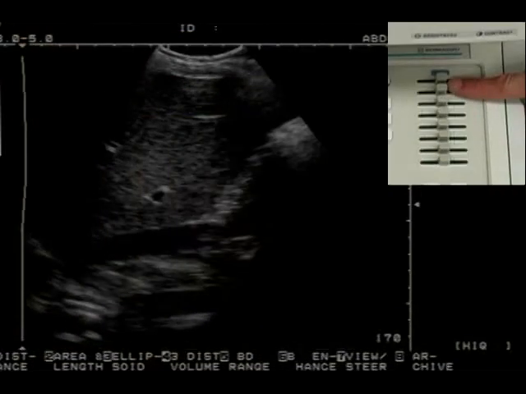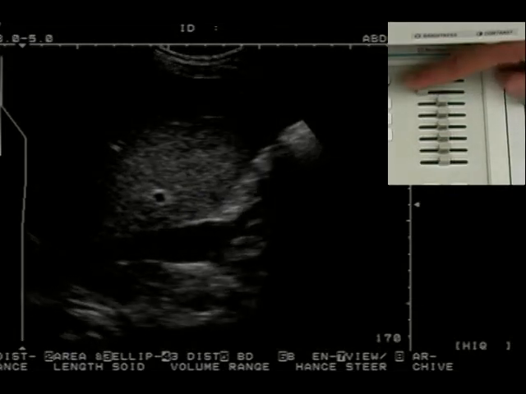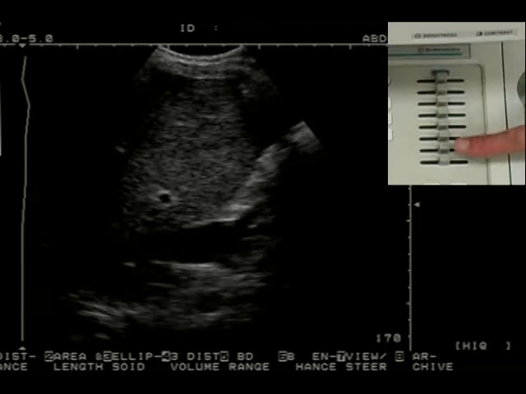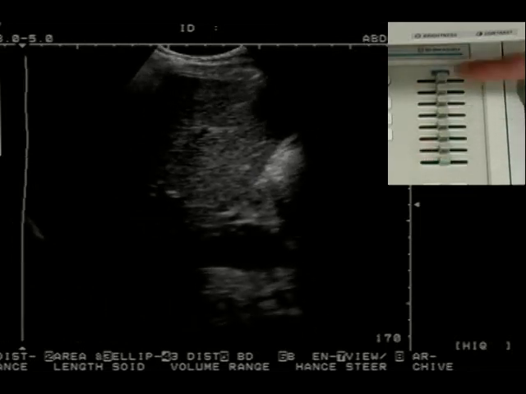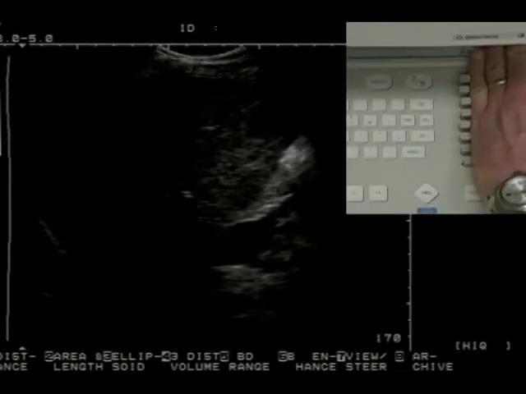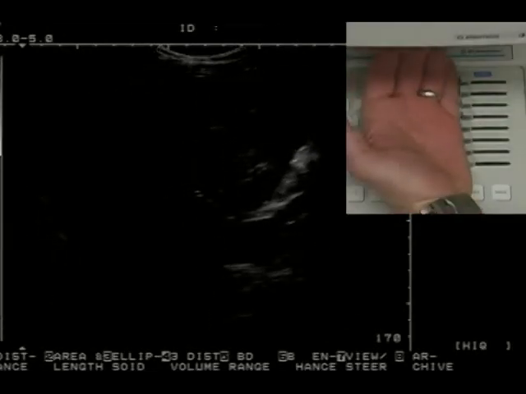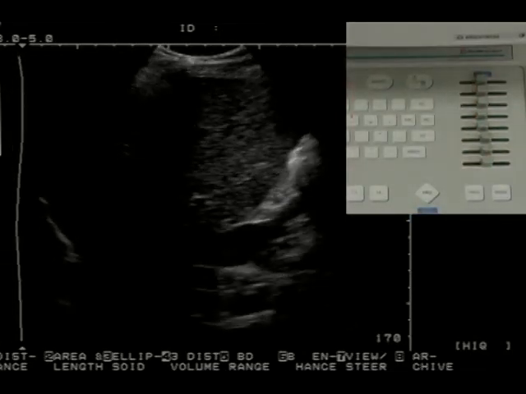In general, the sliders at the top control the gain in the near field, or superficial areas of the image, whereas the sliders at the bottom control the gain in the far field, or deeper areas of the image. Adjustment of time gain compensation is a more advanced function, and it is not usually necessary for routine use. Novice sonographers should place the time gain compensation sliders directly in the middle of their slider path to ensure some level of image production on the monitor.